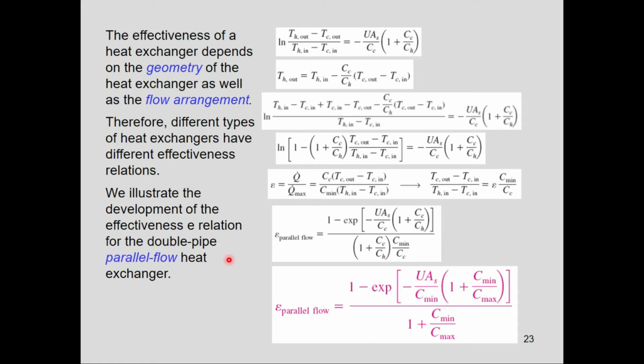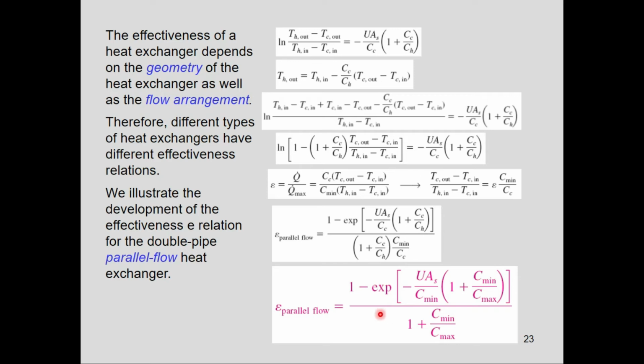Here, for the parallel flow and double pipe heat exchanger geometry, this is the final expression for the effectiveness, right? There is no need to go through this derivation. I will not ask about the derivation in the exam, but you should go through how it is carried out. It is very straightforward, and you can use the book as well. Ultimately you have to look at this formula.